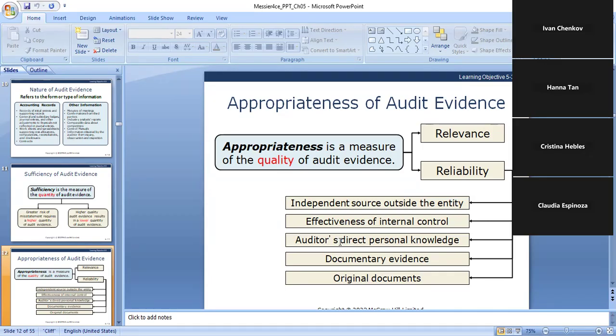The other one is how effective the internal control is in the company. Then we have the auditor's direct personal knowledge. So listen, it might be good for you to go to an audit company. Why? Because it's going to increase your personal knowledge. You're going to have access to different types of companies, different industries. You're going to face different events, different accounts. You're going to see how you get the evidence, what kind of evidence you're chasing, and what exactly the documentation is.